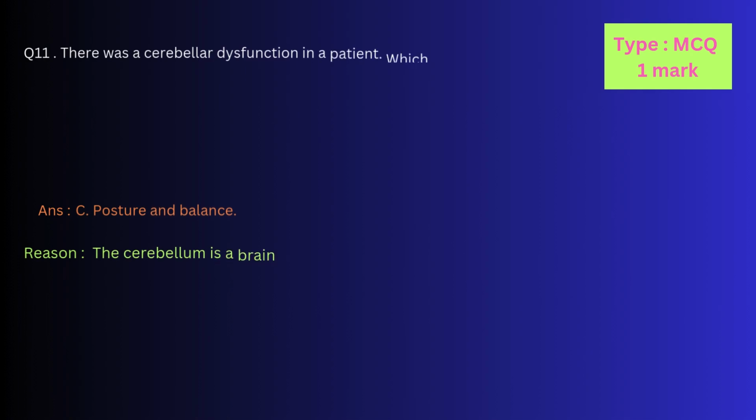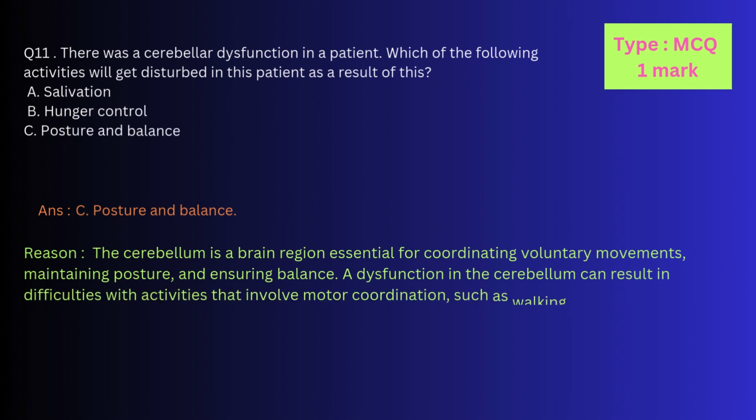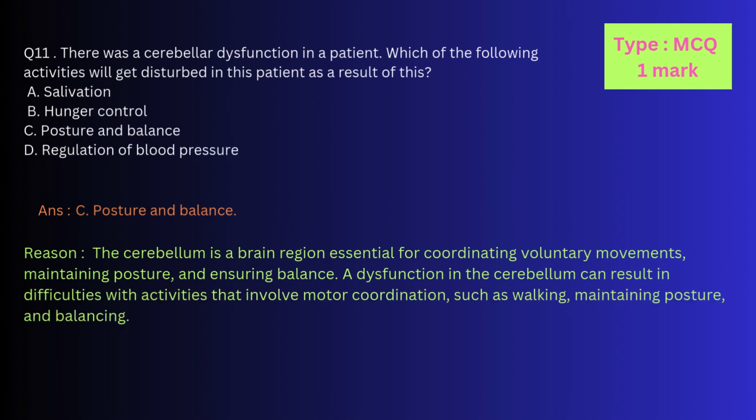There was a cerebral dysfunction in a patient. Which of the following activities will get disturbed in this patient as a result of this? A, salivation, B, hunger control, C, posture and balance, and D, regulation of blood pressure. The right answer is posture and balance.